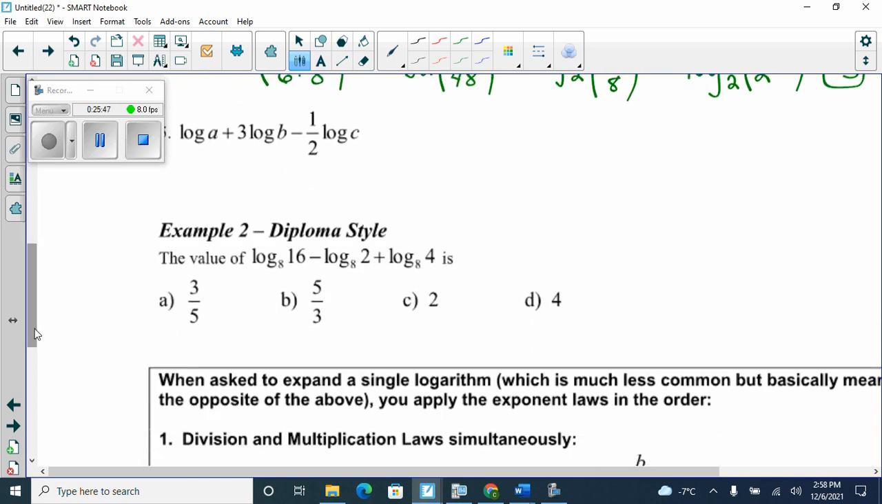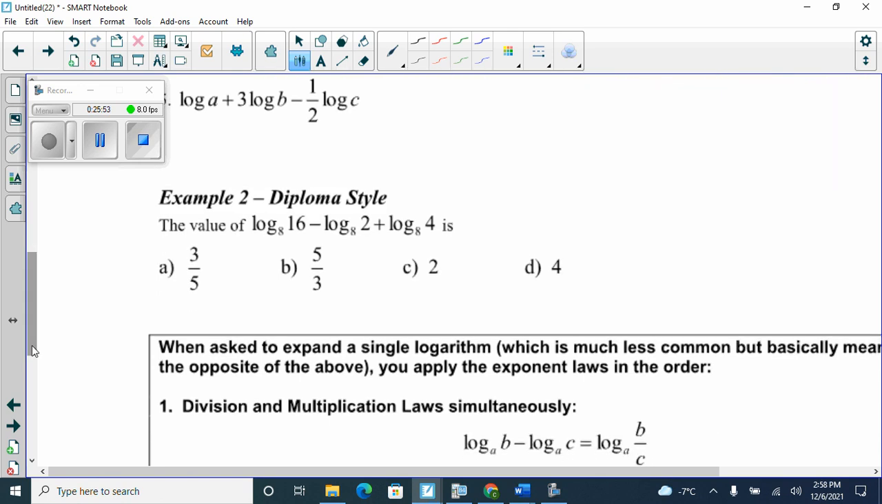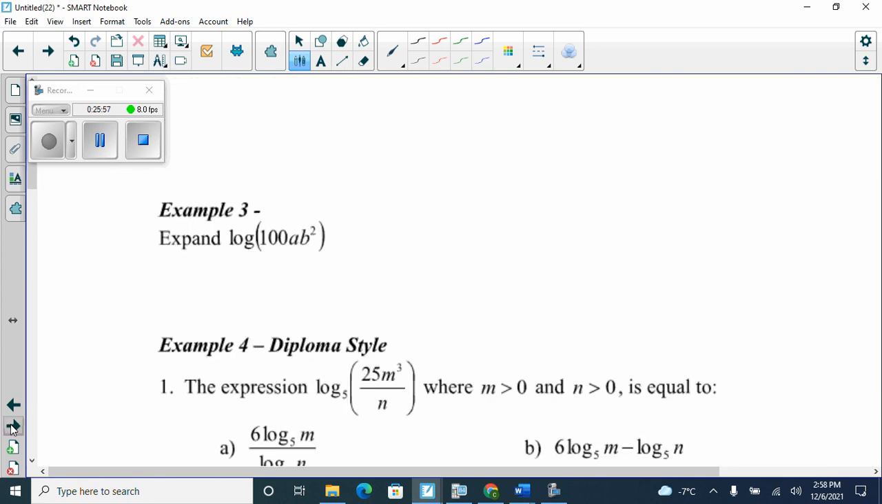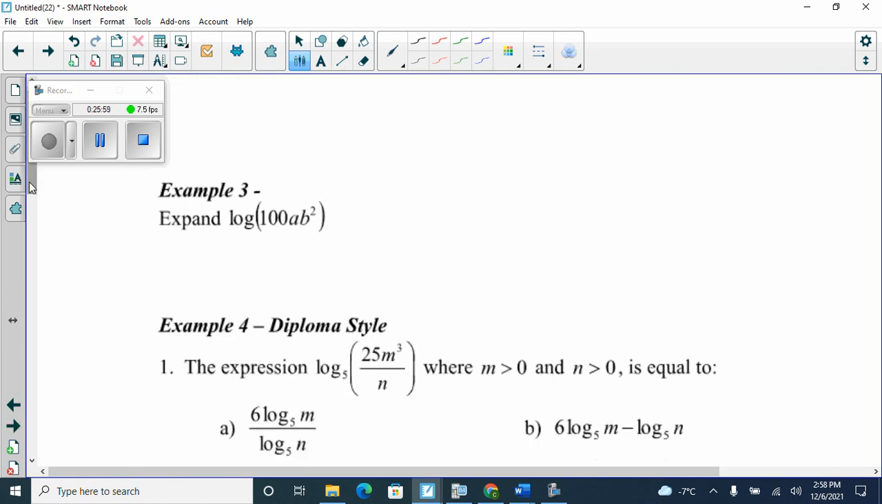We're going to go down here. You guys can do that. Let's flip over. There's diploma style ones back here. So this is one I really like, because I don't really like it. I like showing you it because people get it wrong. And if you get it wrong here and learn from it, you won't get it wrong on a test.